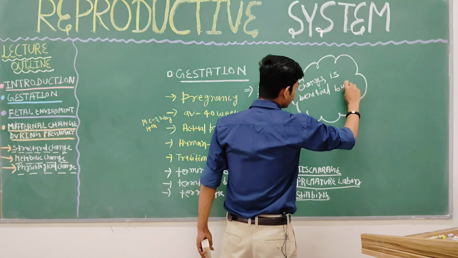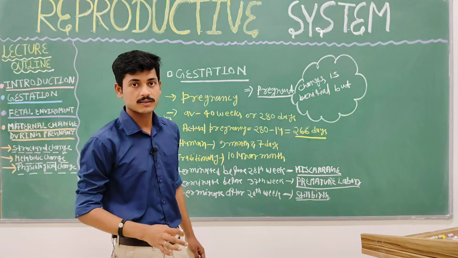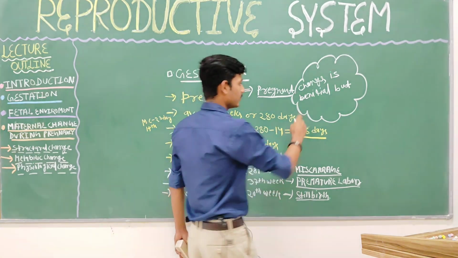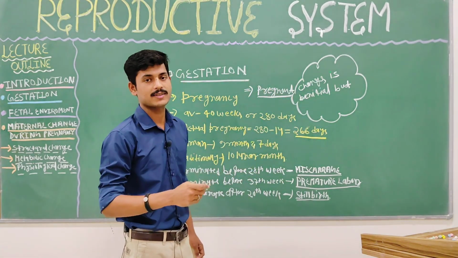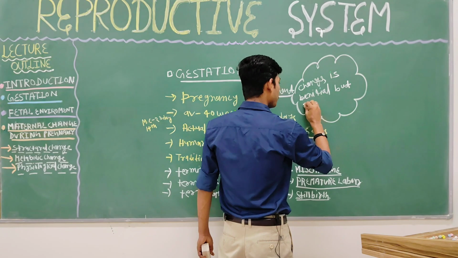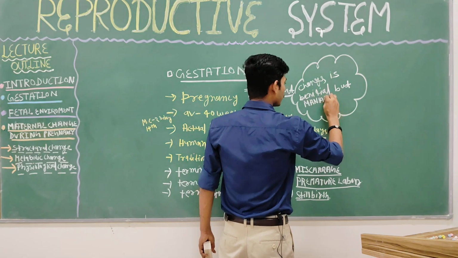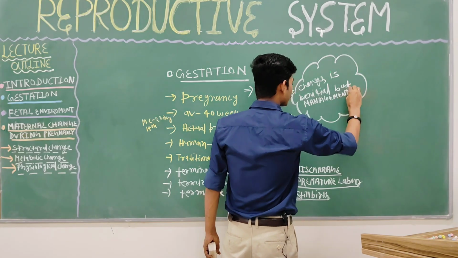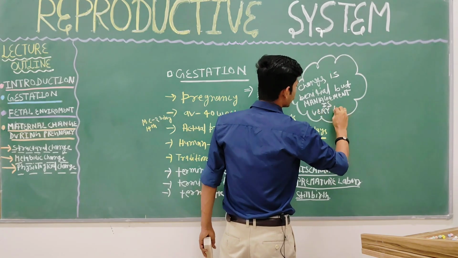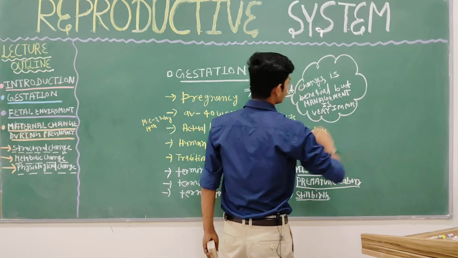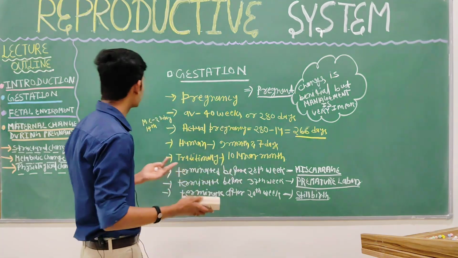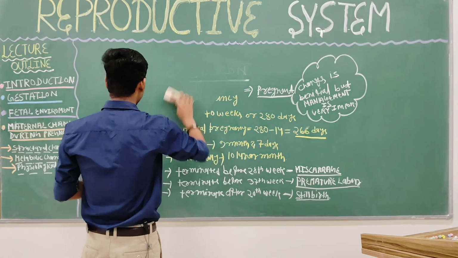but if there is a severe fluctuation, severe changes that are not managed clinically, then those changes can lead to the death of the child and even the death of the mother. So the management is very important. Got the point? No problem. Now let's move ahead and see what kind of changes occur during the gestation time period.